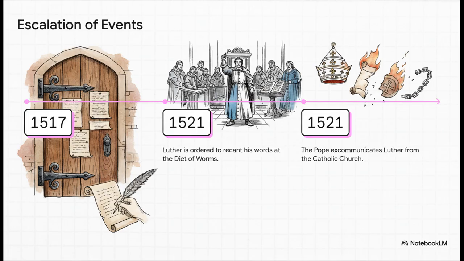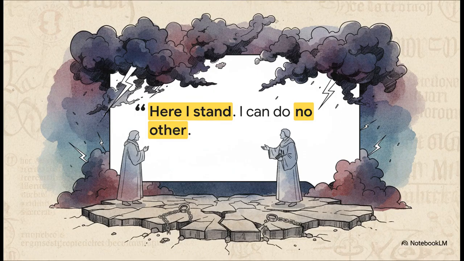By 1521, Luther is put on trial at a meeting called the Diet of Worms. And that same year, the Pope officially excommunicates him, kicks him out of the church for good. And this is the dramatic climax of the whole story. The emperor demands that Luther take it all back, recant everything he said. And Luther, knowing that this could get him killed, refuses. He says famously, "Here I stand, I can do no other." In that moment, the break was final. There was no turning back.